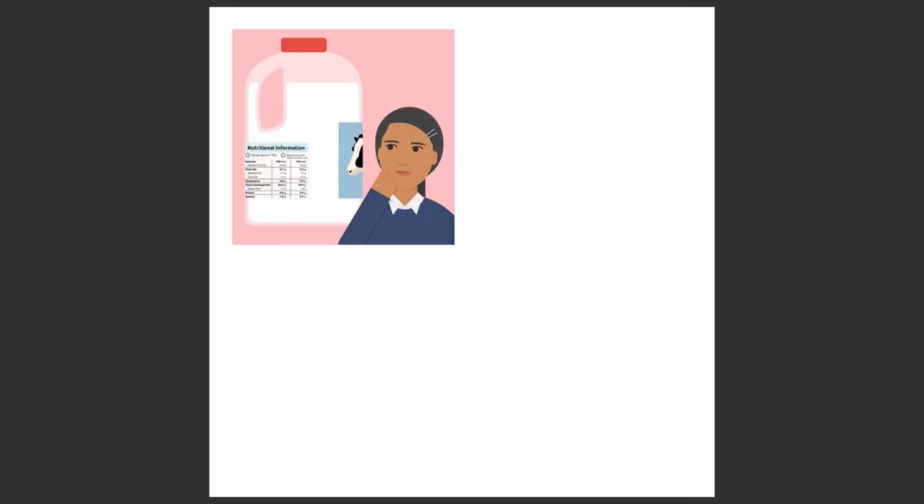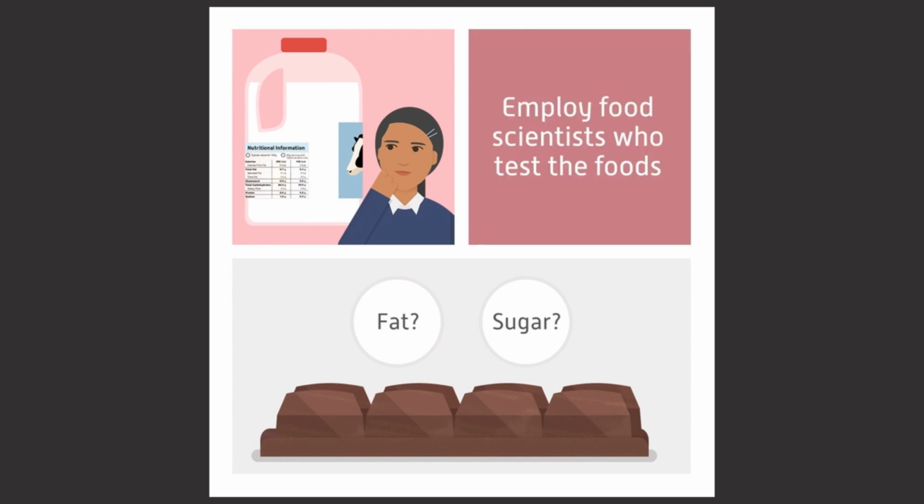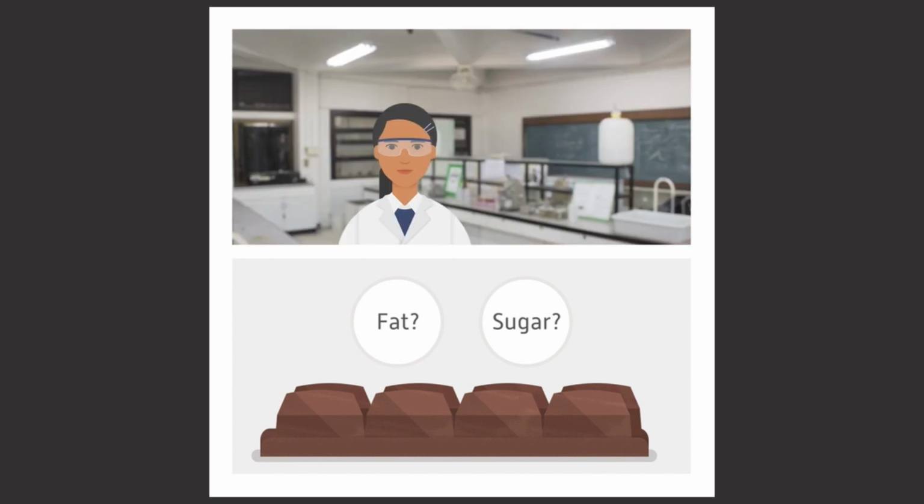Ever wonder how food manufacturers come up with the nutritional information on the side of food packets? For example, how do they know just how much fat or sugar is in a chocolate bar? The answer is that they employ food scientists who carry out tests on the foods. You will have carried out similar tests using chemicals and equipment in the science lab.